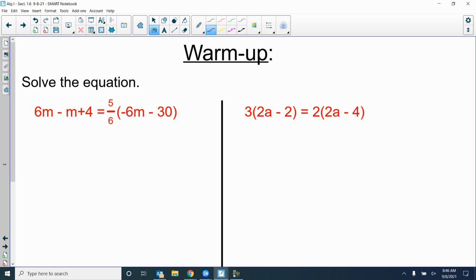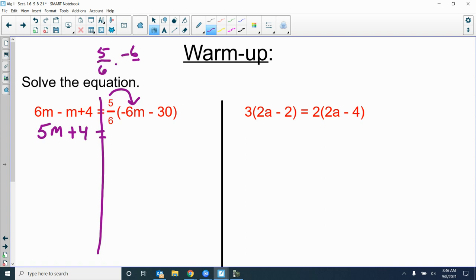Okay, what can I combine on the left side here, Griffin? 6n minus n, so it would just be 5n. Okay, so the left side simplifies to this. Now, distributing the 5/6, think of it as 5/6 times -6 over 1. Don't the 6's cancel? What are you left with? -5m.